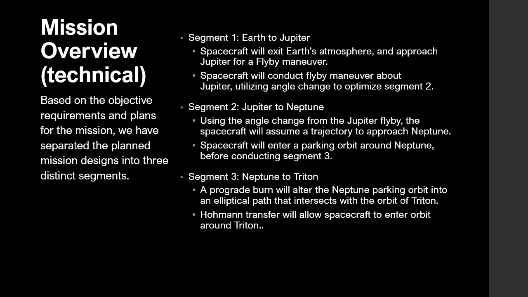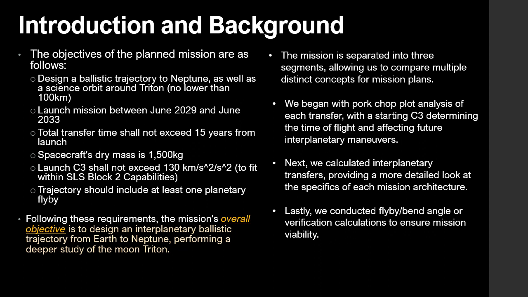And in the second segment, the spacecraft takes a ballistic trajectory to approach Neptune and will enter a parking orbit around the planet. In the last segment, a prograde burn will alter the Neptune parking orbit into an elliptical shape, which will intersect with Triton's orbit. A Hohmann transfer will allow the spacecraft to enter a science orbit around Triton and conduct scientific studies of the moon. This slide highlights the main objectives of our planned mission, including the launch window, transfer time, mass restrictions, launch C3, and trajectory minimums. The overall mission objective today is to perform a deep study of Neptune's moon Triton by using an interplanetary ballistic trajectory from Earth to Neptune.